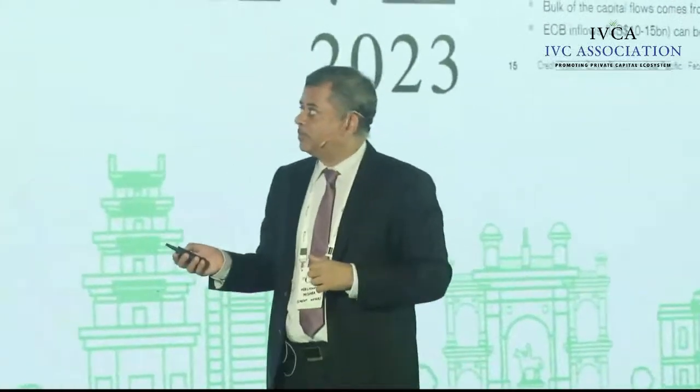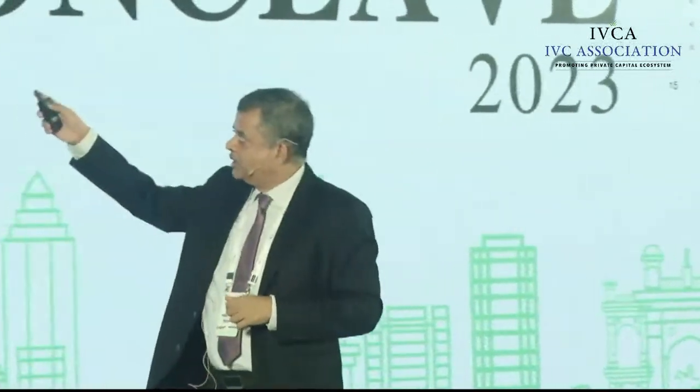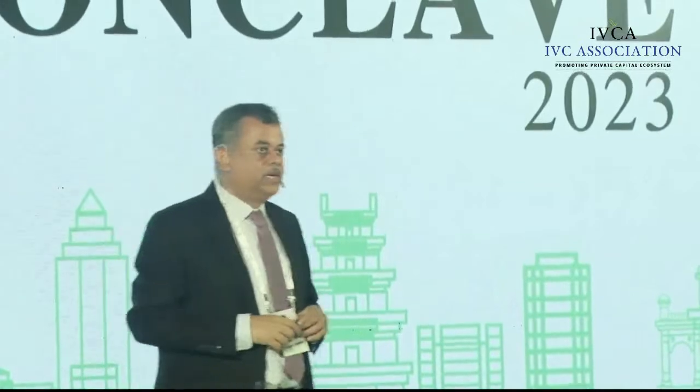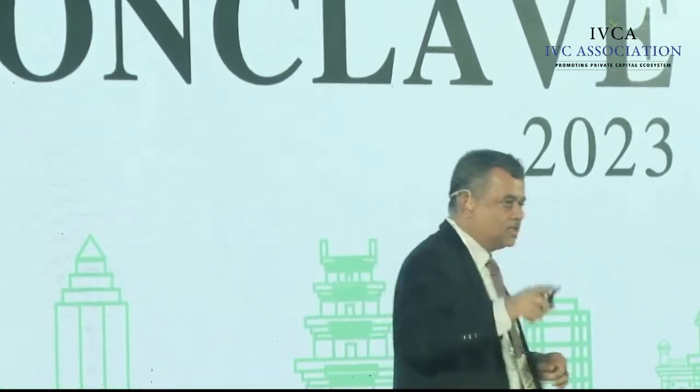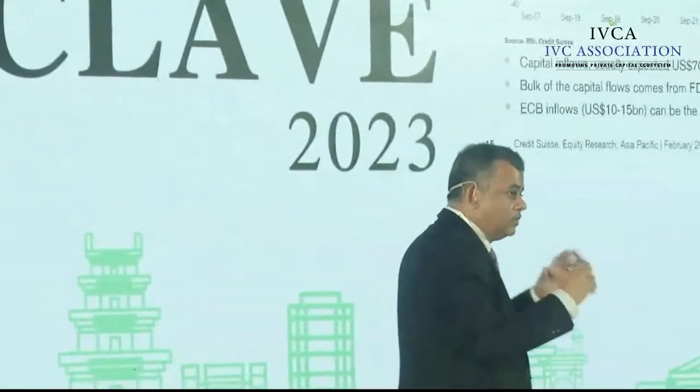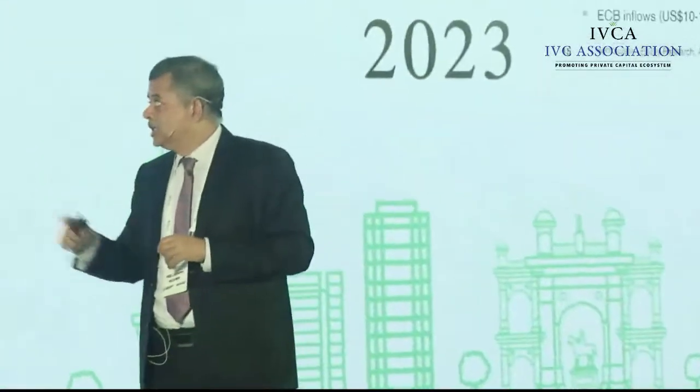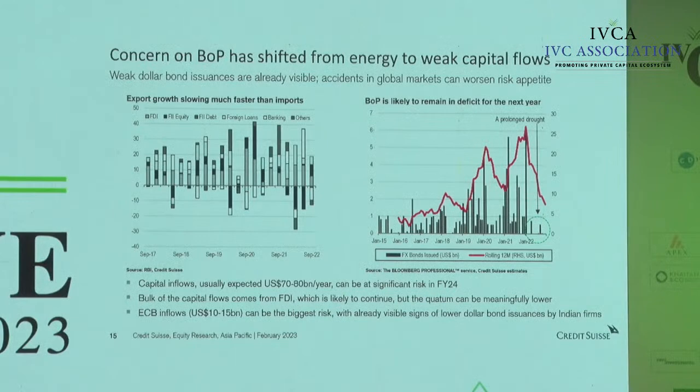So last year, the problem was energy costs were very high. Now energy costs are coming down. But now our exports are falling as well, and there is a problem with capital flows. So if you see the right-hand side chart, that's dollar bond issuance by Indian companies, and the red line is the rolling 12-month number. At one point, this number on a rolling 12-month basis was $26 billion. It is now 6, and I won't be surprised if it falls further to closer to $2 or $3 billion.